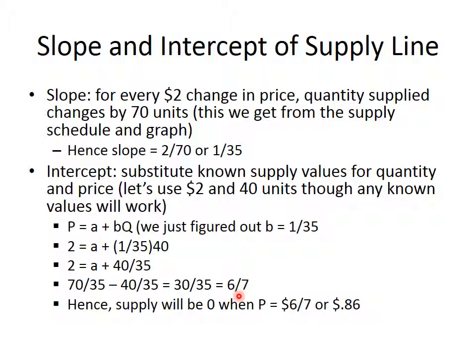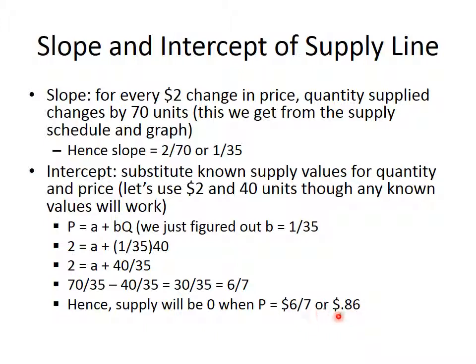What is the intercept? Well, the intercept is the price at which the supplier will be willing to provide 0. Quantity is 0 at that point. The intercept will ultimately be expressed in terms of a dollar amount, which means we have to figure out how many dollars 6/7 of a dollar is. It works out to be approximately 86 cents. We lose a little bit of accuracy here, but not that much. We lose about a thousandth of a dollar, but 86 cents.